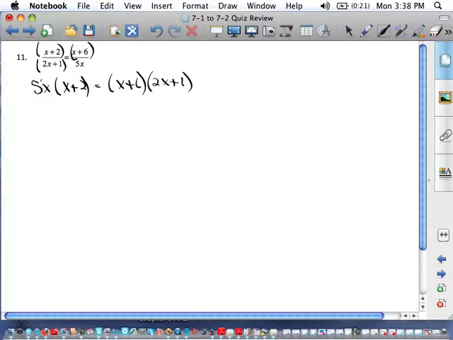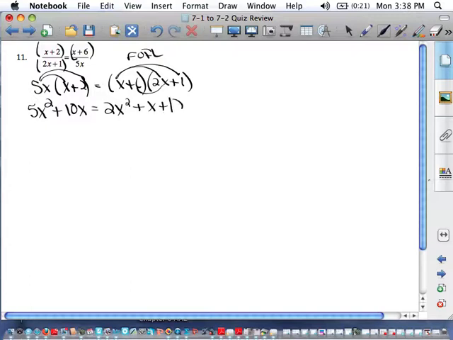So you have 5x times x gives me 5x squared. 5x times 2 gives me plus 10x. Now we're going to have to FOIL on the right-hand side. So x times 2x gives me plus 2x squared. X times 1 gives me plus x. 6 times 2x gives me plus 12x. 6 times 1 gives me plus 6.